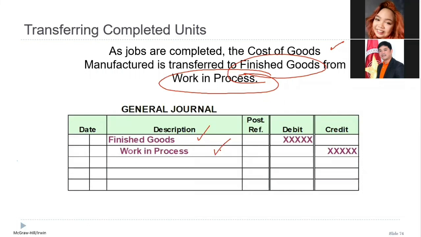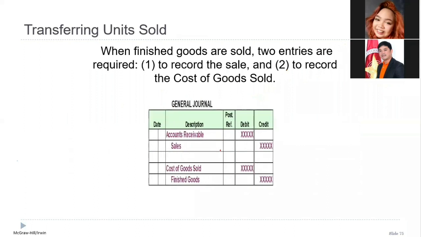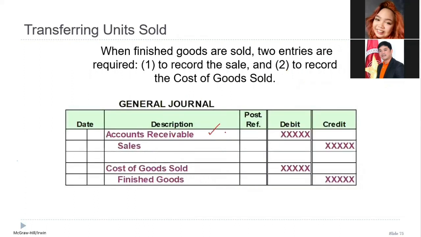Paano pag nagbenta? Baka dito may iba na. Wala naman. When we sell our goods, debit accounts receivable and credit sales. And debit cost of goods sold and credit finished goods para itanggalin lang sa inventory yung ating finished goods kasi nabenta na po natin. Okay? So dalawang entries natin kapag nagbenta ng finished goods. Bakit dalawa? Kasi we are under the perpetual inventory system wherein we really take into account lahat ng in and out ng inventory. We debit kapag na-increase, we credit pag nag-decrease. Okay?